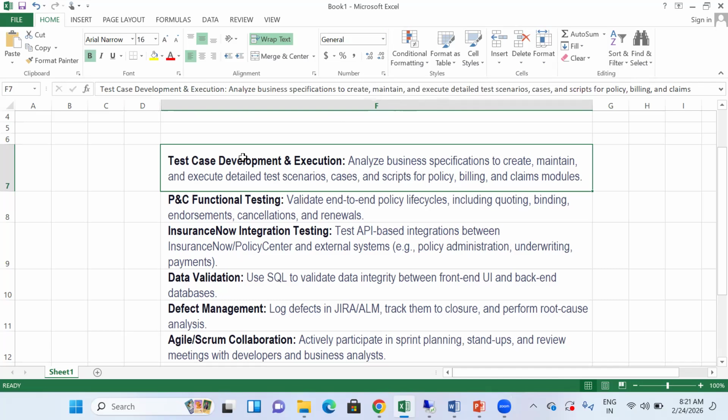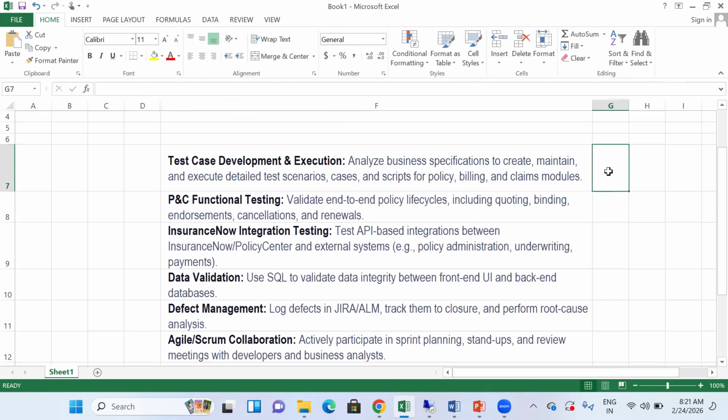Once we have analyzed these specifications, we have to create, maintain, and execute detailed test scenarios. For that, we have test case templates which are readily available at the organization level. Generally, we use them for the traditional approach. Or else, we use different tools. For example, we are using one tool called Zephyr Scale. Zephyr Scale is one of the tools we use, especially in agile when we are working with Jira. So the Zephyr Scale tool can be used to create test cases, etc., for whichever module we are working on.